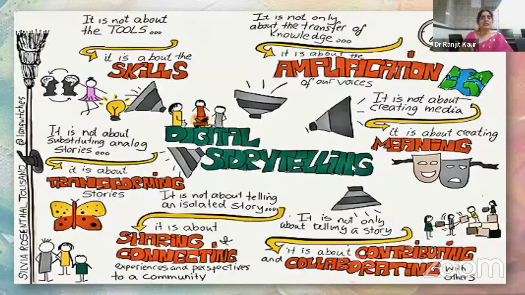So digital storytelling is not about the tools, or about the transfer of knowledge, but it is about the skills or the amplification of your voice, how you use your voice modulation, how you transform the meaning into the picture. So we can share, connect, and we can contribute and collaborate. So digital humanities is about collaboration, and we can say, contribute together.